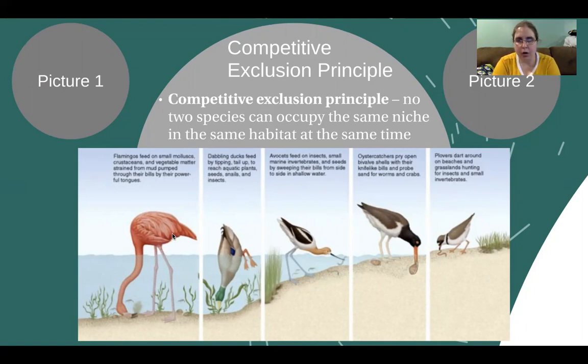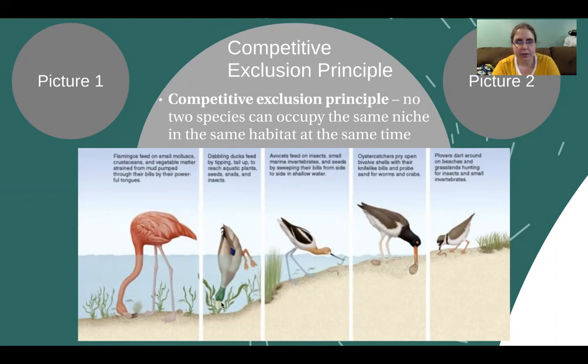Here's an example. All 5 of these birds live in the same area. However, they feed on different types of things as well as in different areas. So here we have the flamingo. It'll feed on small mollusks, crustaceans, vegetation, etc. It's got these longer legs like stilts so it can walk into the deeper parts of the water where the other birds can't go. So it can eat that way.